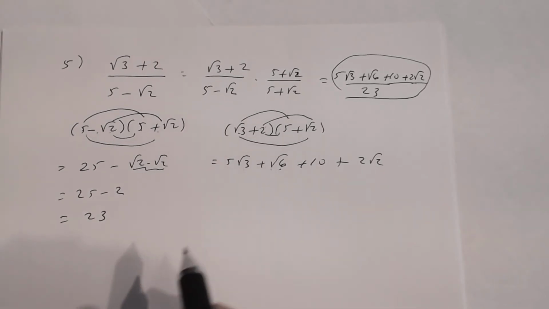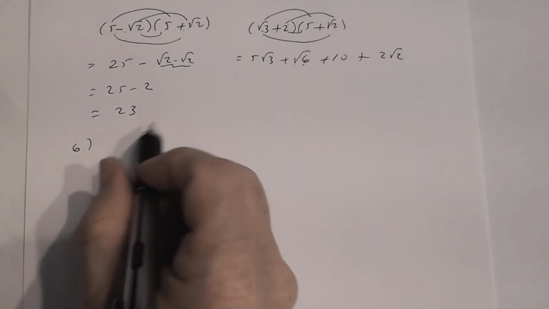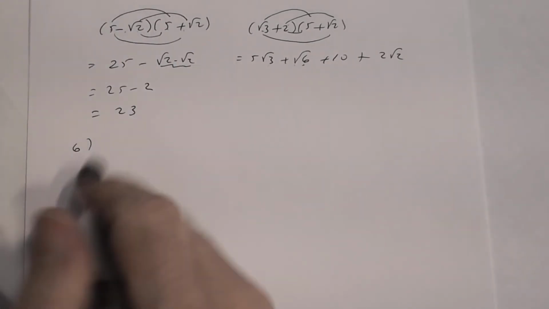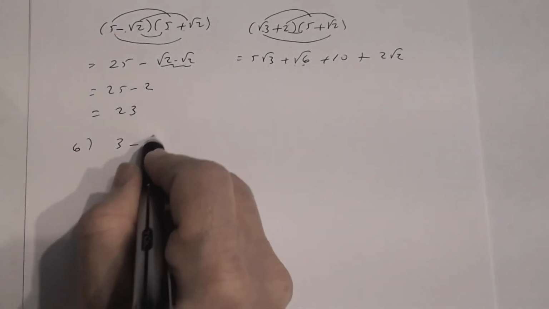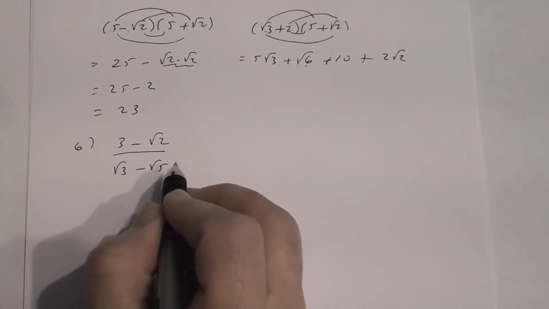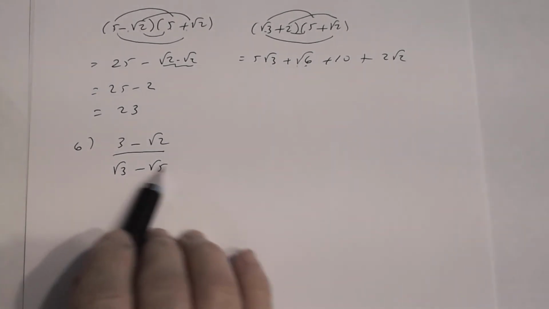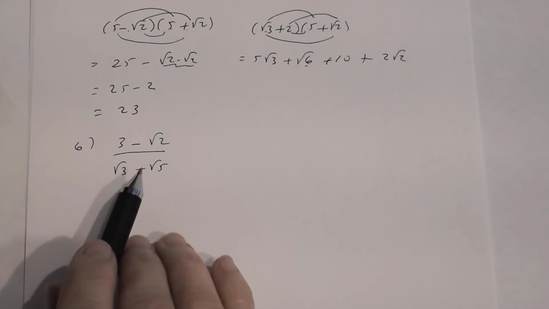All right, let's look at number 6. Let's do another one like we just did. So let's say we have 3 minus the square root of 2 divided by the square root of 3 minus the square root of 5. All right. So again, I need to make sure that the denominator is rationalized, meaning that I don't want a square root in the denominator. I want my denominator to be a rational number.